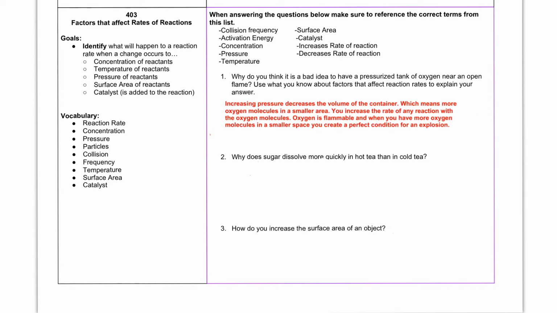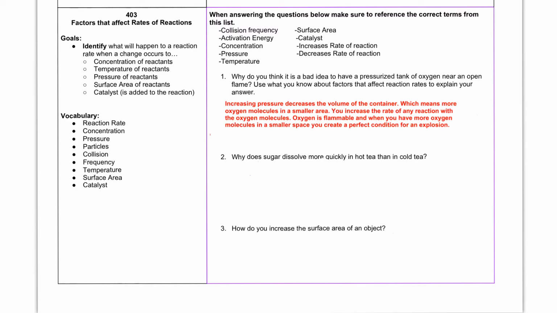So oxygen is flammable. And when you have more oxygen molecules in a smaller space, you create a perfect condition for an explosion. So an oxygen-enriched environment is a very good environment for fire. So fire needs oxygen to breathe, so to speak.